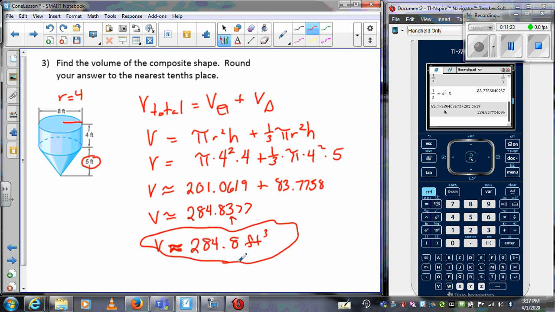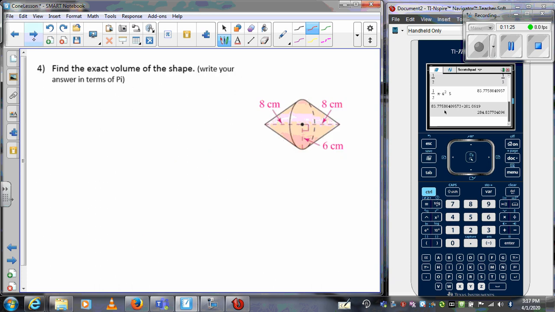All right, we have one last one to go. Find the exact volume of your shape. Write your answer in terms of pi. That means no pi button here. I actually like it better this way. So our total volume is equal to the volume of a cone plus the volume of another cone. Oh boy, I'm not very good at drawing cones. So the volume is equal to 1/3 pi r squared h plus 1/3 pi r squared h.